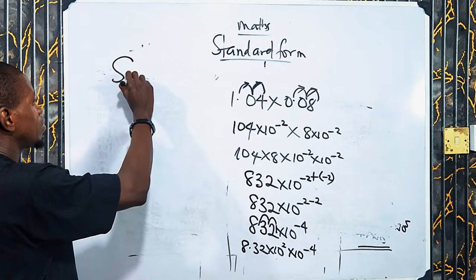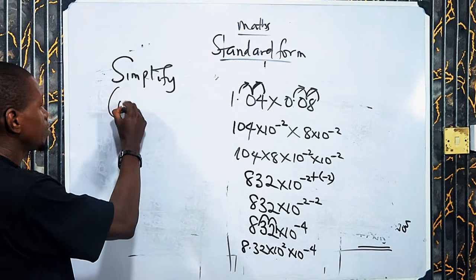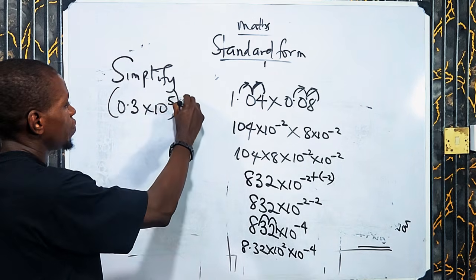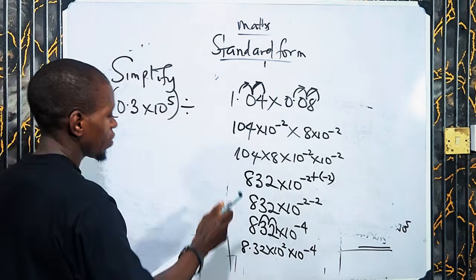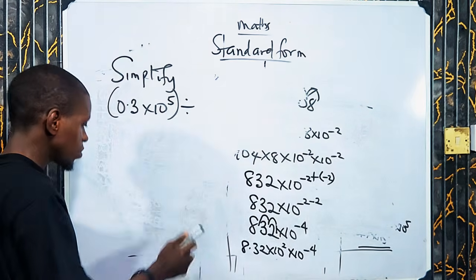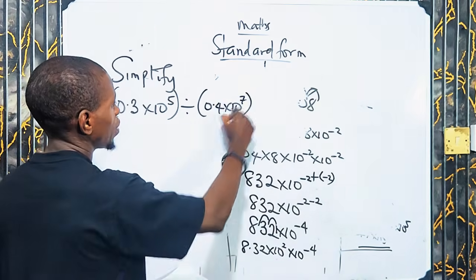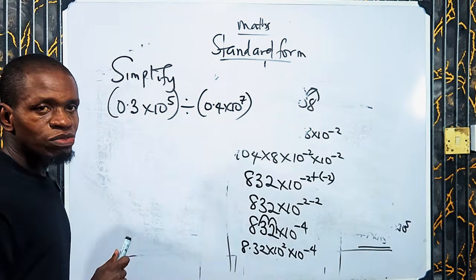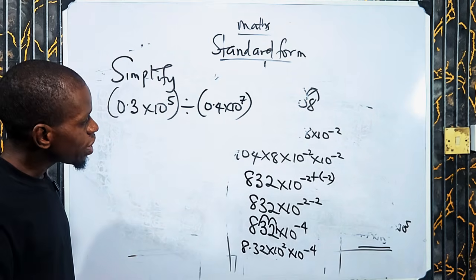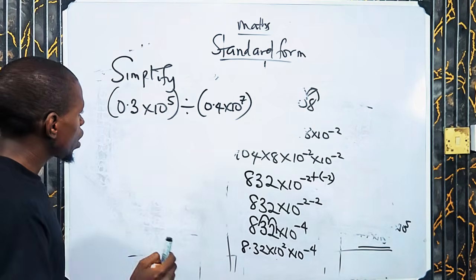You are asked to simplify 0.3 times 10 raised to the power 5 divided by 0.4 times 10 raised to the power 7. So this is the question that you are given, and you're expected to solve this without using a calculator or four-figure table. The way it's being asked is you are to solve this question without using a calculator or four-figure table. So how do you solve this question?